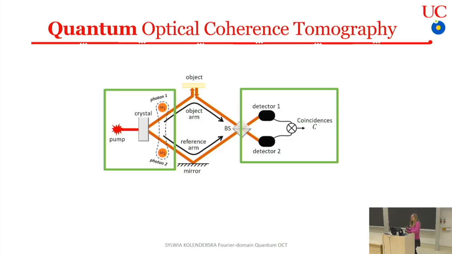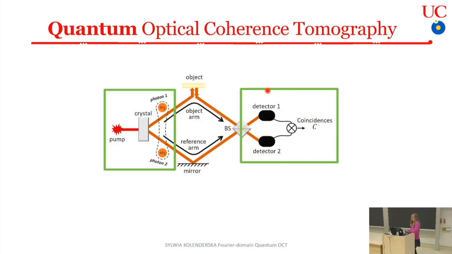Yeah, so there are three main parts in every type of OCT. So we have a light source. In conventional OCT, it is just a spectrally broadband laser. In quantum OCT, it is a bit more complicated because we have to generate photon pairs. Then the light goes into an interferometer. So that is actually the part that might be exactly the same for both. And of course, the detection.